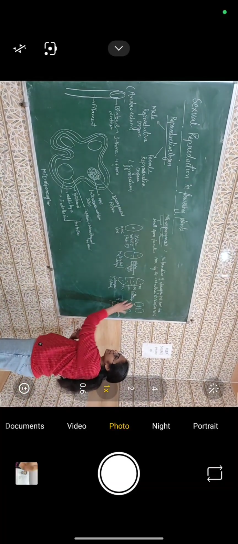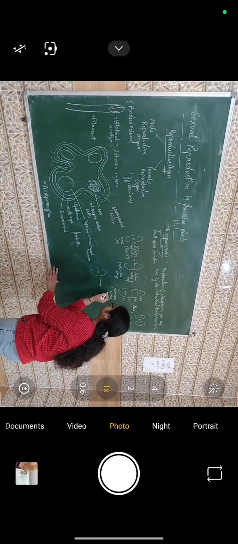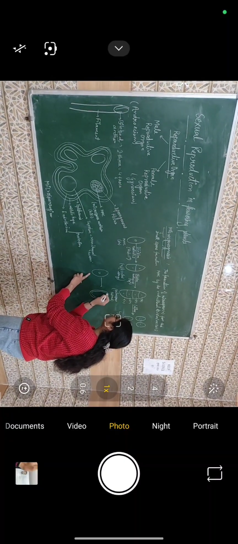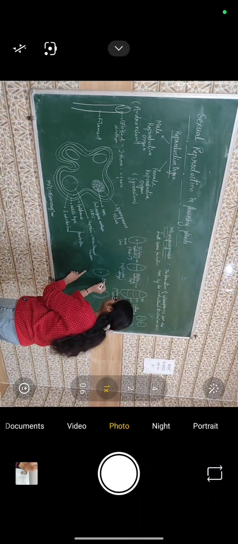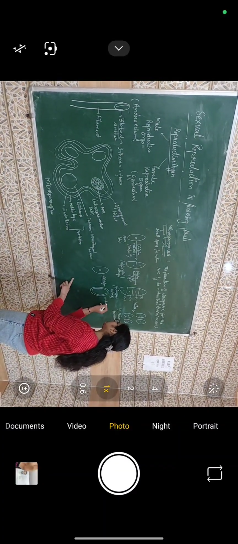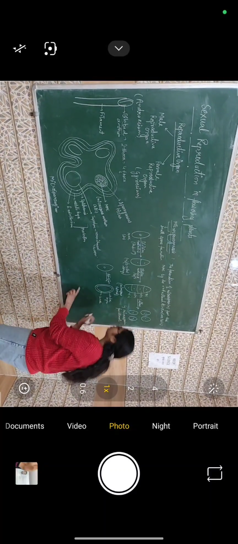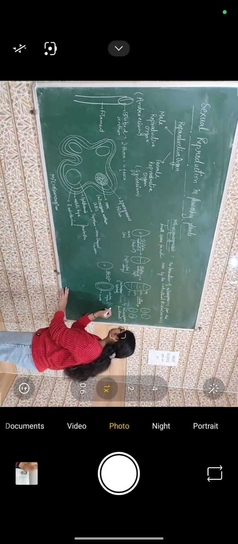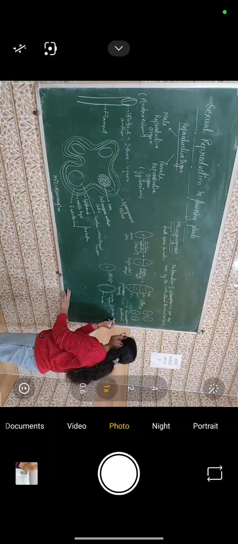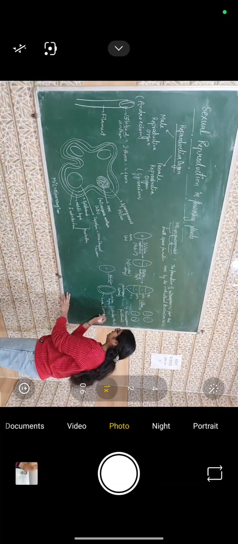So from each microspore we will form a pollen grain, so it will get modified. This is the outer layer, this is the inner layer, and it will show division. Outer layer and inner layer. The outer layer is made up of cellulose plus pectin, and the inner layer is formed of sporopollenin.